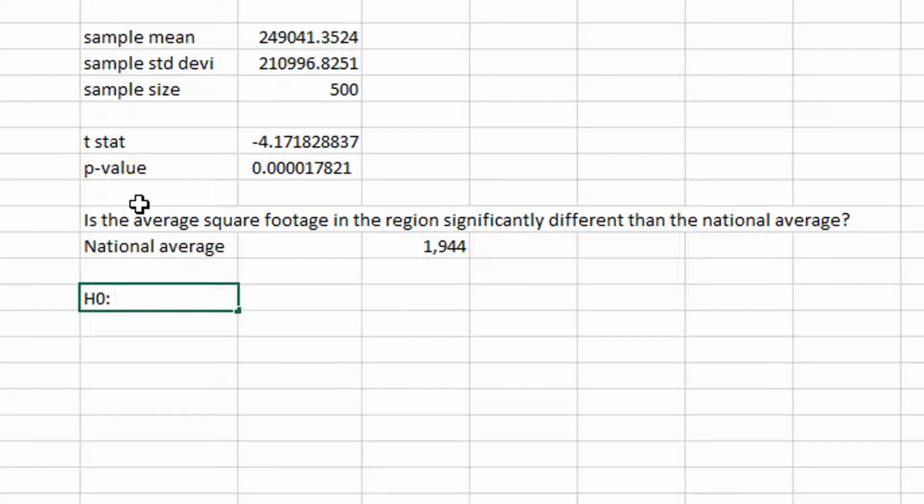Now, for the null hypothesis, it's that the mean, and here the parameter I'm looking at is the mean square footage for this region, right? And so when you're asked what is the parameter, it's asking what does the symbol mu symbolize in this test? Here, it's the mean square footage for the region, the population mean, right? Not the sample mean. I know what the sample mean is.